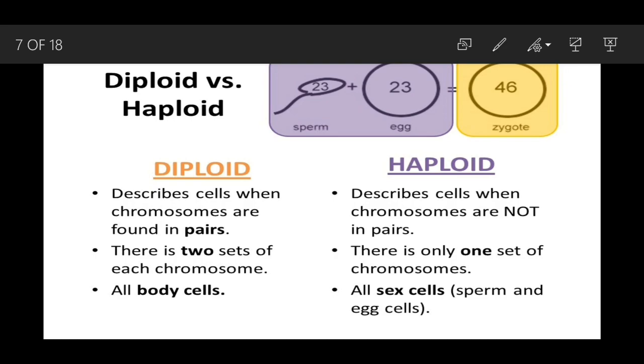Now, another important concept that we have to define is diploid and haploid. When we say diploid, it is when a cell's chromosomes are found in pairs. So there are two sets of chromosomes inside the cell. An example of diploid cells in our body are all the cells except for your sex cells. Now, haploid naman, it is when chromosomes are not in pair. So there's only one set of chromosomes. Examples of which are your egg cell and your sperm cell.